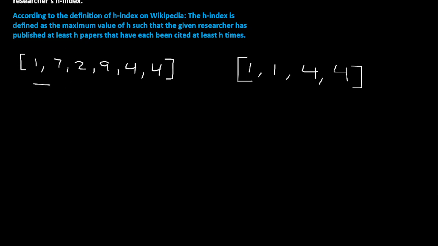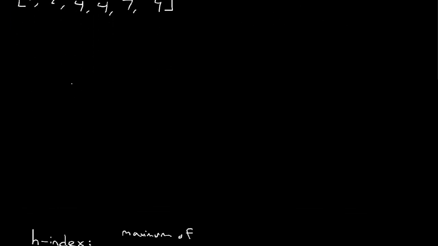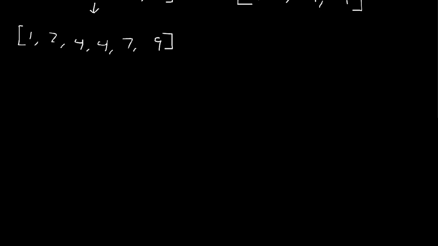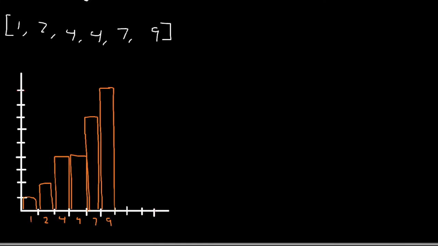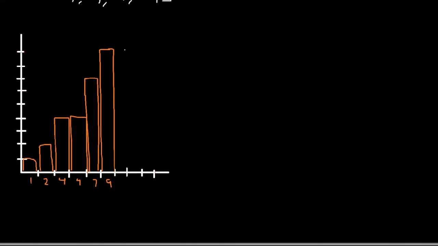Okay, so for this solution, our first step is to sort the array. The reason for that will become clear once we sort the array. So if we sort this first array, what we'll get is 1, 2, 4, 4, 7, and 9. Next thing I'm going to do is graph this, so that I have a visual representation of what we're dealing with here. Okay, now that I have it graphed, let me go ahead and explain what we got going on here.